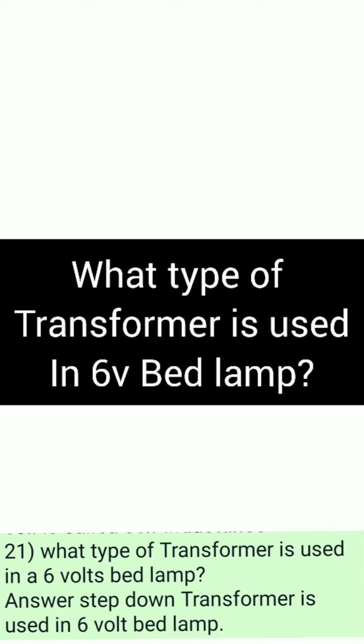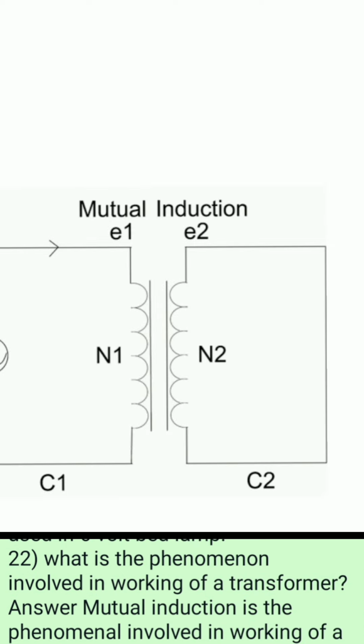21. What type of transformer is used in a 6 volt bed lamp? Answer. A step-down transformer is used in a 6-volt bed lamp. 22. What is the phenomenon involved in the working of a transformer? Answer. Mutual induction is the phenomenon involved in the working of a transformer.